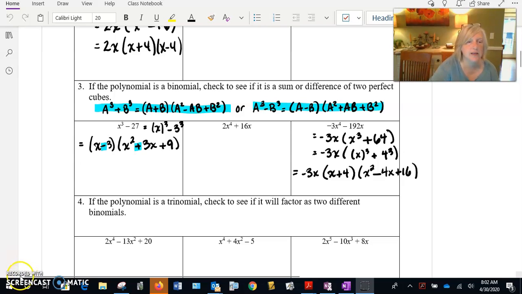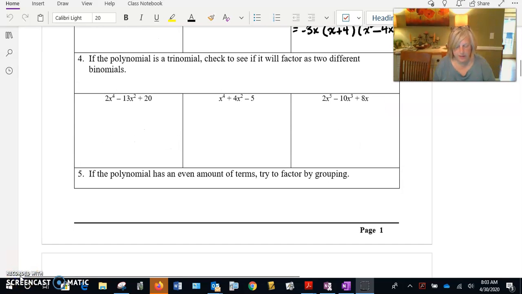All right, let's take a look at the next section. In the next section, what you're looking at is if you have a trinomial, which basically just means that you have three terms, you're trying to factor it into a product of two binomials.